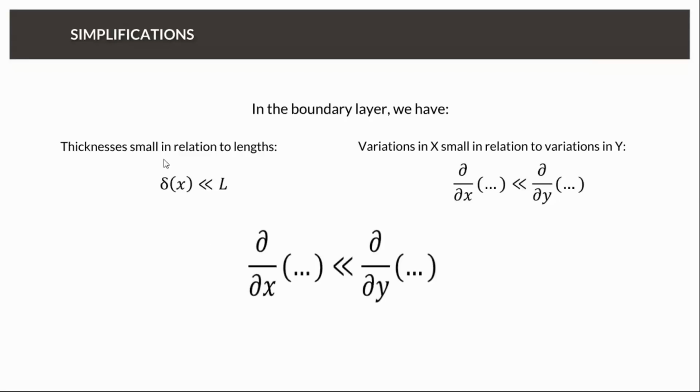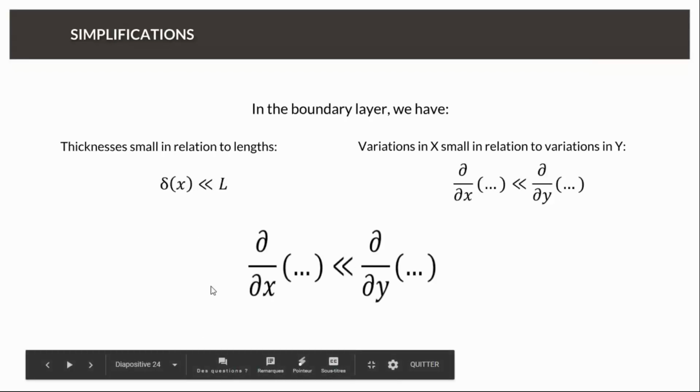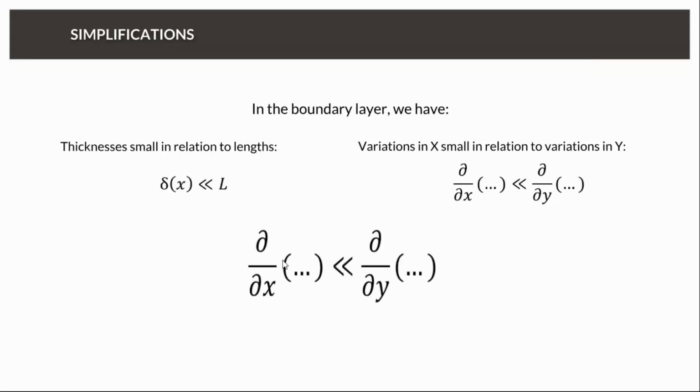So in how we treat the equations, we will be able to neglect the terms, because the boundary layer will always be small compared to the dimensions of the body, that's written here, and the variations in y will be much bigger than the variation in x for the boundary layer.